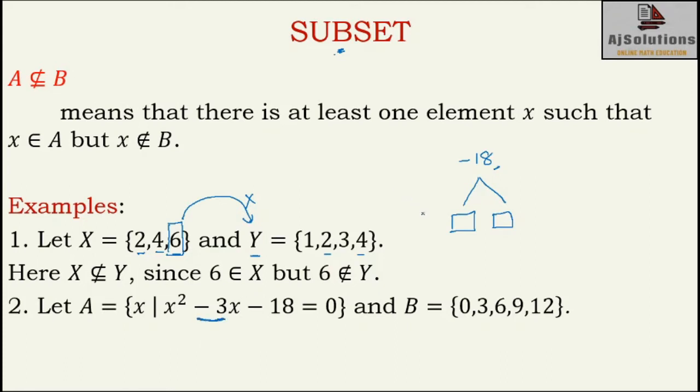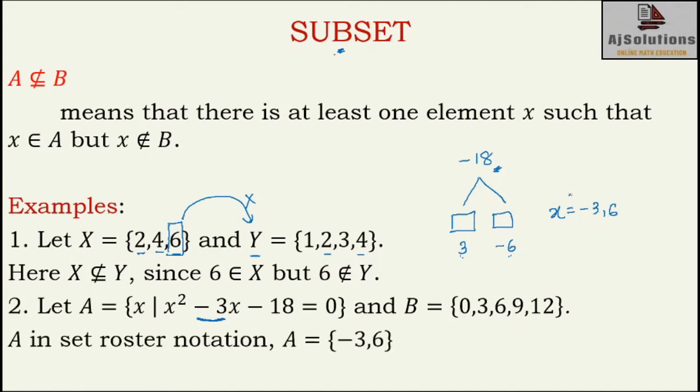And what are those numbers? 3 and minus 6. If I multiply 3 and minus 6, I get minus 18, and if I add 3 and minus 6, I get minus 3. So this is the required factor, and as you know, the negative of the factor is the value of x. So x equals minus 3, 6. So that is why A becomes a set with two members, minus 3 and 6.